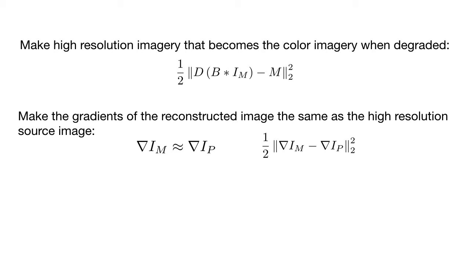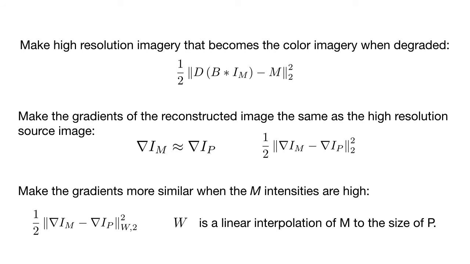Firstly, we're going to add a second term into our optimization that makes the difference of the gradients small. Note that we don't want the gradients to be similar everywhere. Where the metabolic image is dark, we don't want the gradients to be similar in that region. And so rather than using an L2 norm, we use a weighted L2 norm, where the weights are determined by the linear interpolation of the metabolic image.